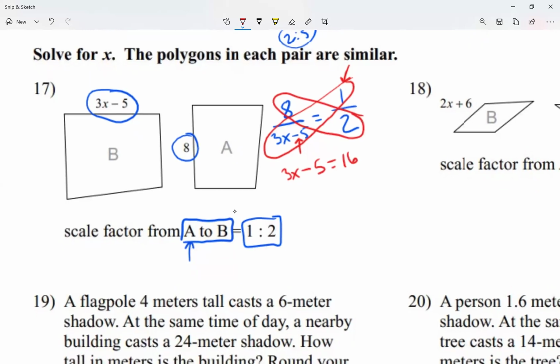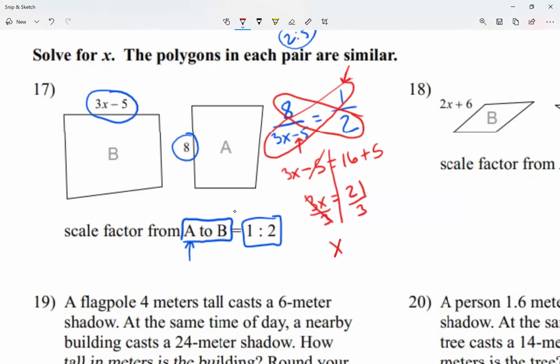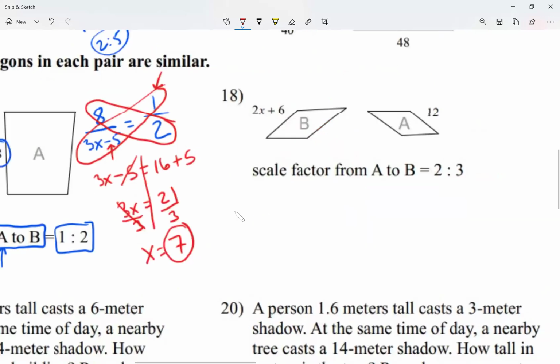Let me separate my sides through the equal sign. To get the x by itself, this minus 5, let me move it to the other side as a plus 5. So that gives me that 3x is equal to 21. To get the x by itself, let me divide both sides by 3. X is equal to 7. You don't have to type in x equals, you just type in 7. Good. Let's take a look at number 18.